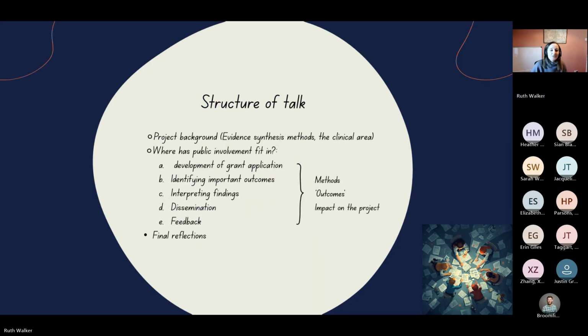So, structure of the talk, I'm going to give some background to the project, both in terms of the evidence synthesis methods and the clinical area, and then I'll go into where the public involvement has fit in within these particular areas. So I'll go through the methods of the patient involvement, the outcomes, as it were, and then what kind of impact this has had on the project.